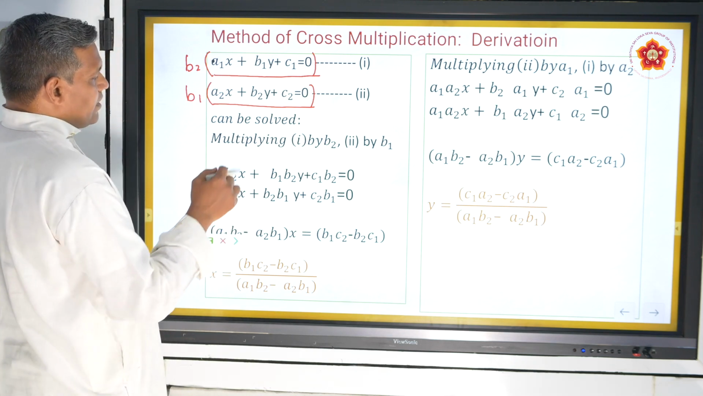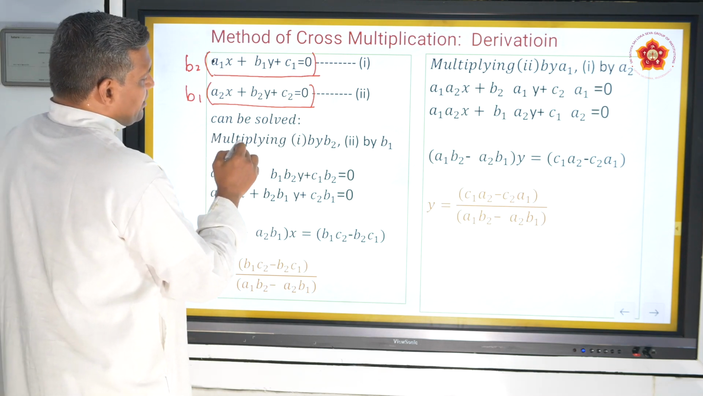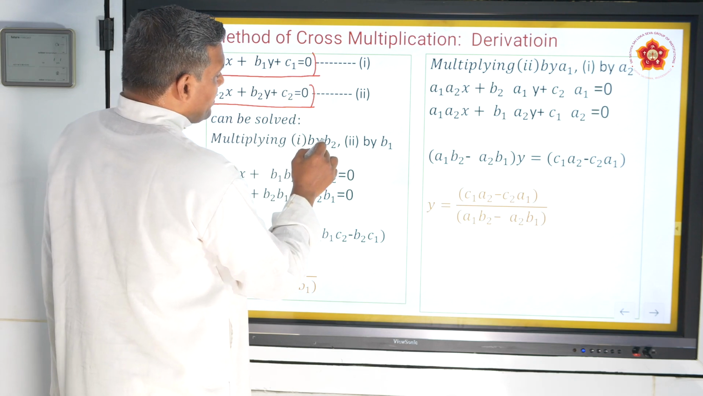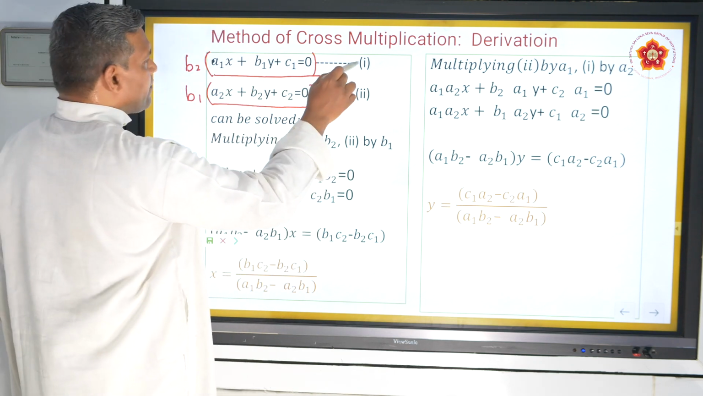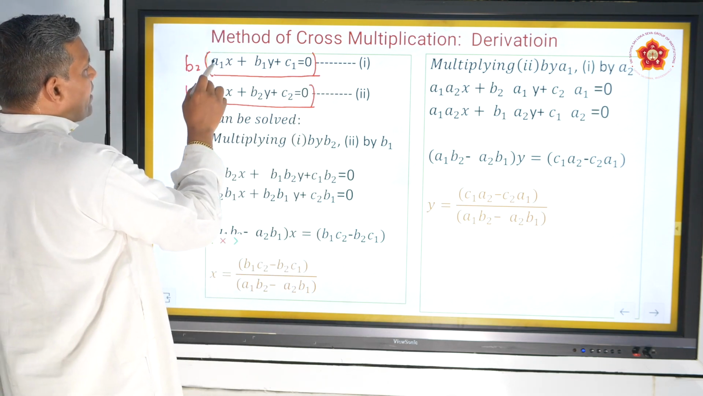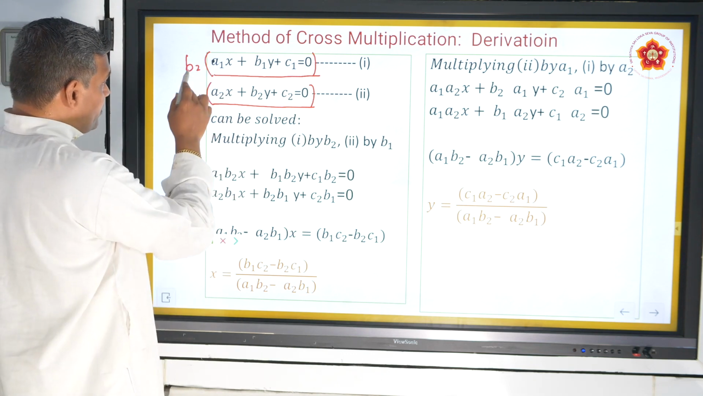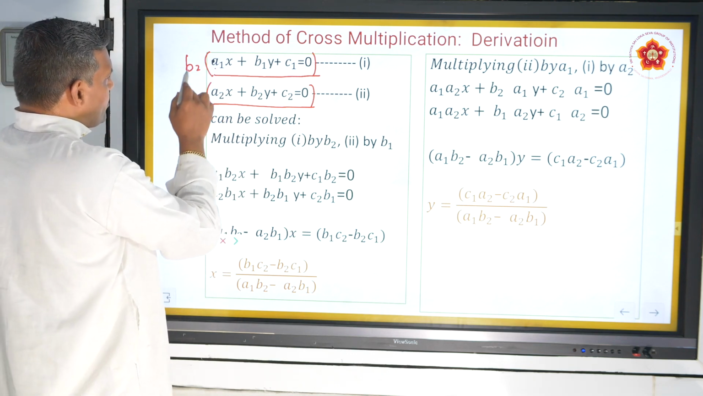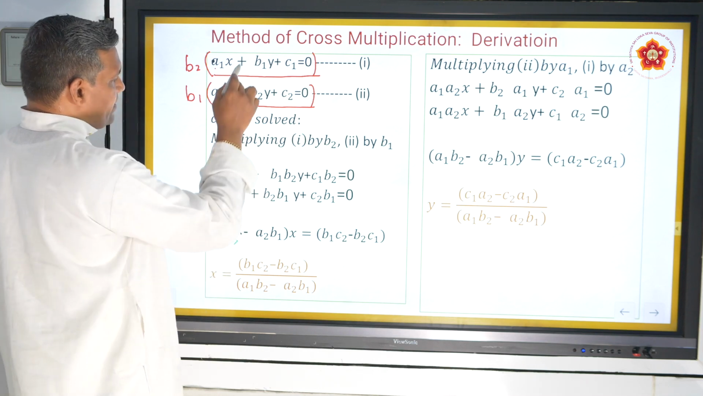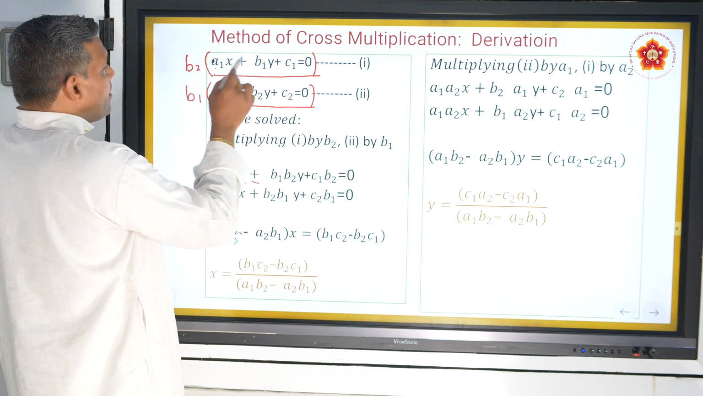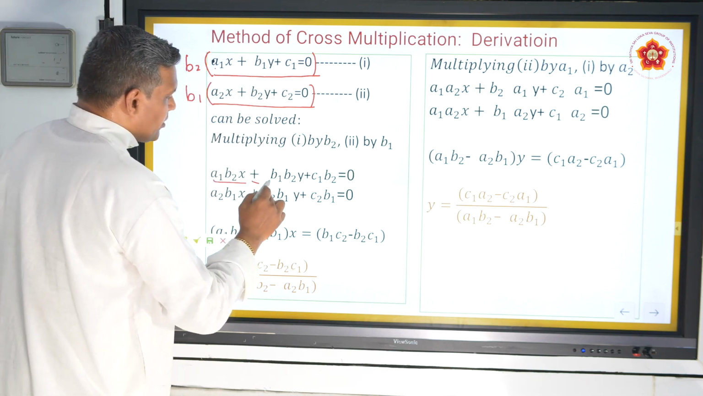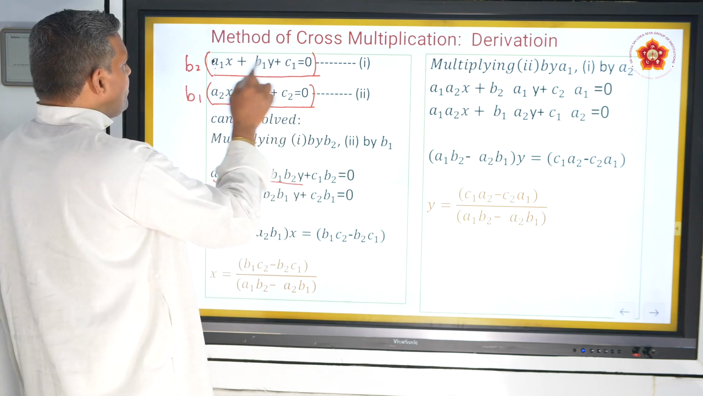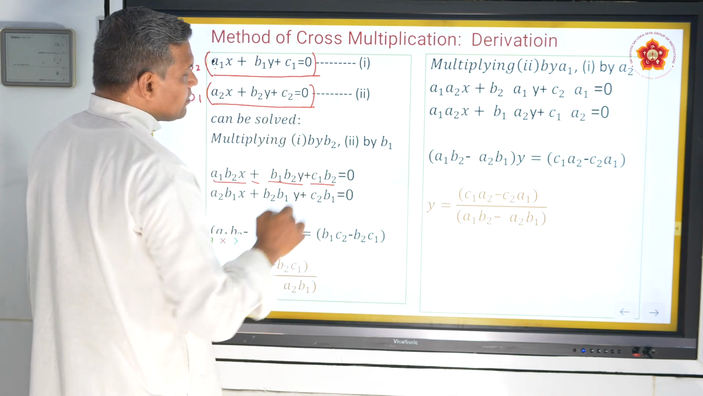Now let us start doing this. Multiplying equation number 1 by b2. After multiplying, what will I get? a1 b2x, plus, as it is plus, next is b1 b2y. Then c1 b2 is equals to 0.